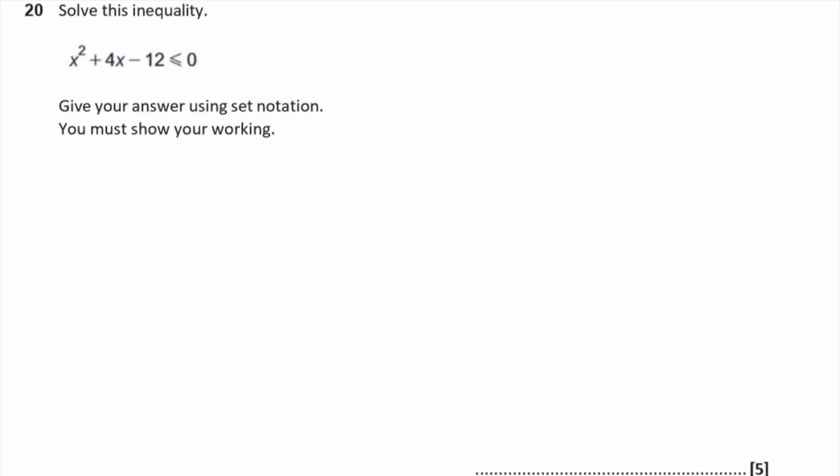Question 20, solve this inequality. X squared plus 4x minus 12 is less than or equal to 0. Give your answer using set notation. You must show your working. Okay, so we've got an equation here. It's a quadratic. It's going to look something like this, isn't it? A parabola. It's going to pass through the x-axis in two places. That's going to be my two roots, here and here, look.